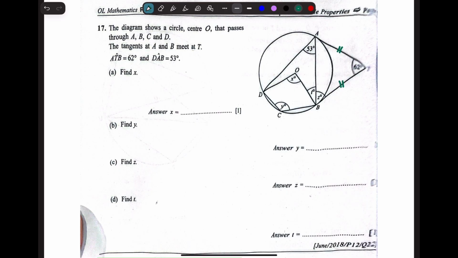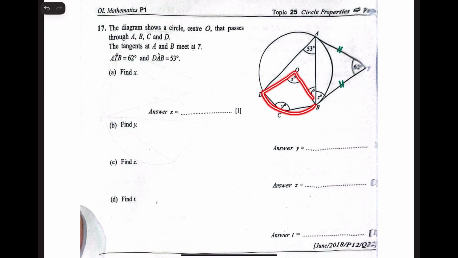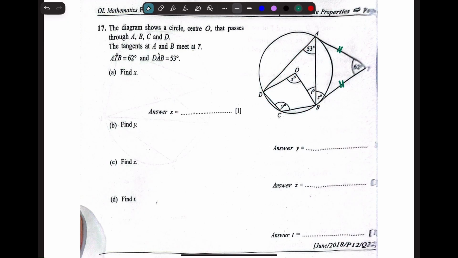Alright, find X. This one is pretty simple. We will focus on the arc BD. So the angle subtended by the arc at the center is X, and the arc extends an angle of 53 at the circumference. So basically the angle at the center is twice the angle at the circumference. So all we have to do is multiply 53 by 2 to get 106 as your answer. Okay, so X is 106 degrees.